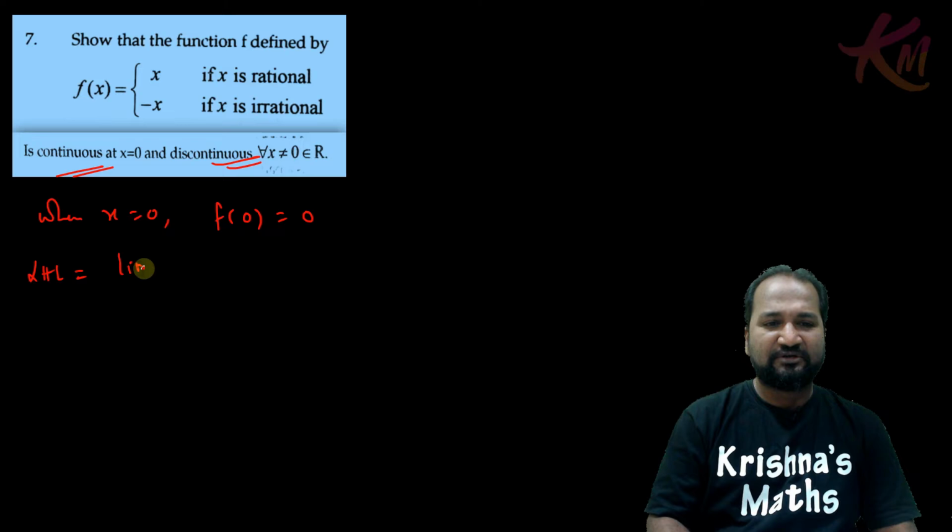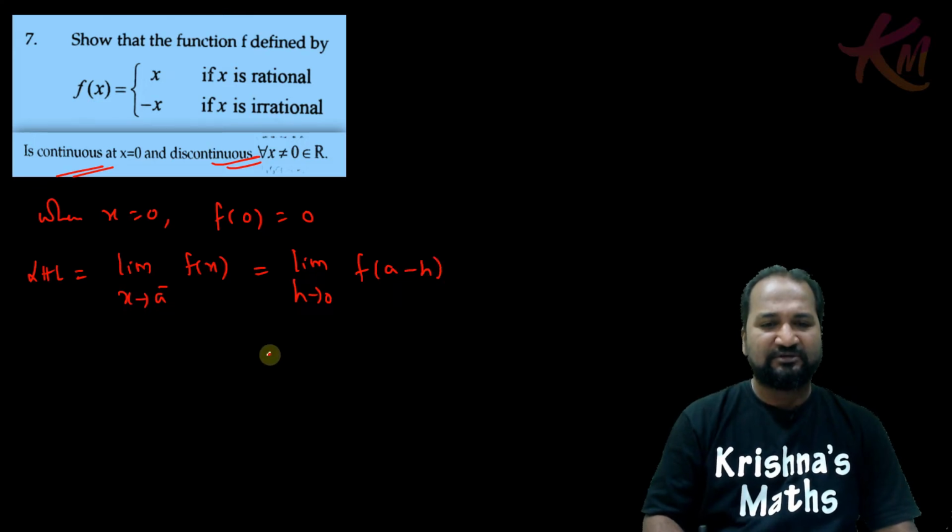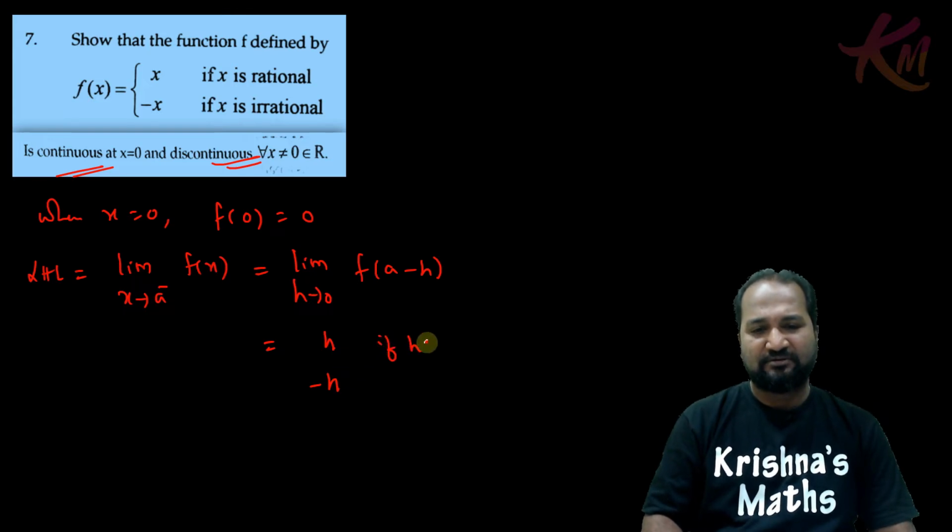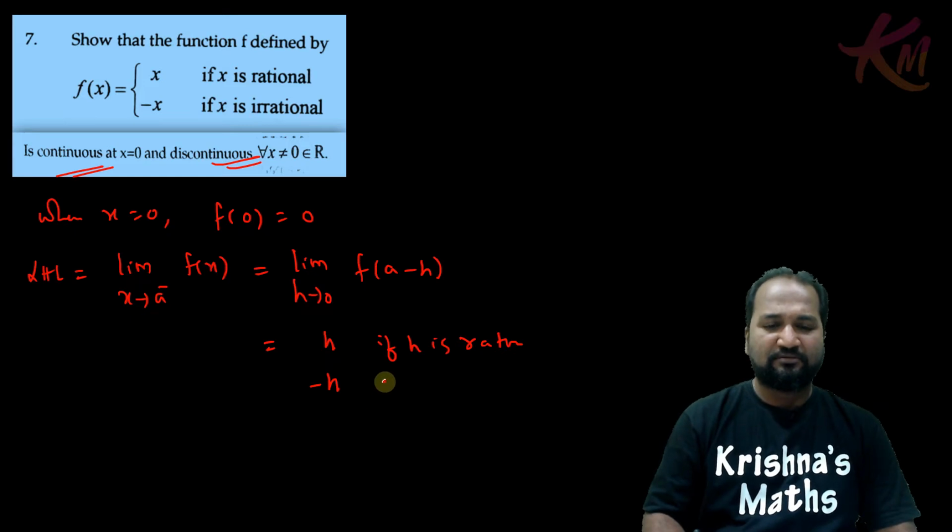So LHL is equal to limit x tends to a minus f of x, which is equal to limit h tends to 0 f of a minus h. This is equal to either h or minus h: h if h is rational, and minus h if h is irrational.